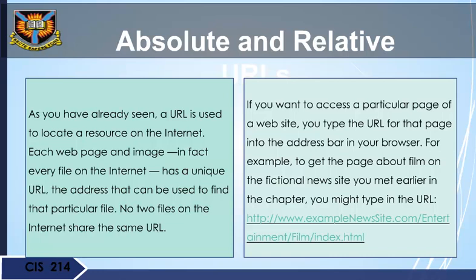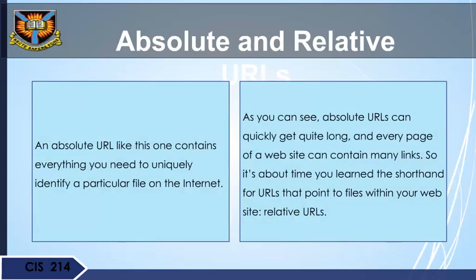For example, to get the page about film on the fictional news site you met earlier in the chapter, you might type in the URL. An absolute URL like this one contains everything you need to uniquely identify a particular file on the internet. As you can see, absolute URLs can quickly get quite long, and every page of a website can contain many links, so it's about time you learn the shorthand for URLs that point to files within your website.